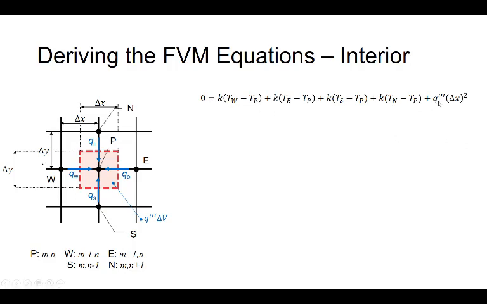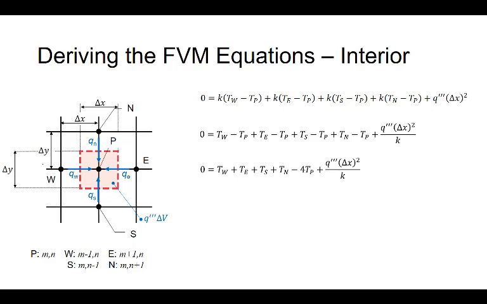And because of this, the delta x and delta y cancel each other in each term. And in the thermal energy generation term, delta y times delta x simply becomes delta x squared. If we divide this equation by the thermal conductivity k, we are left with the following equation. Notice that there is a common T_P here, and there are 4 of these minus T sub P. Combining these 4 minus T sub P together gives the following equation.